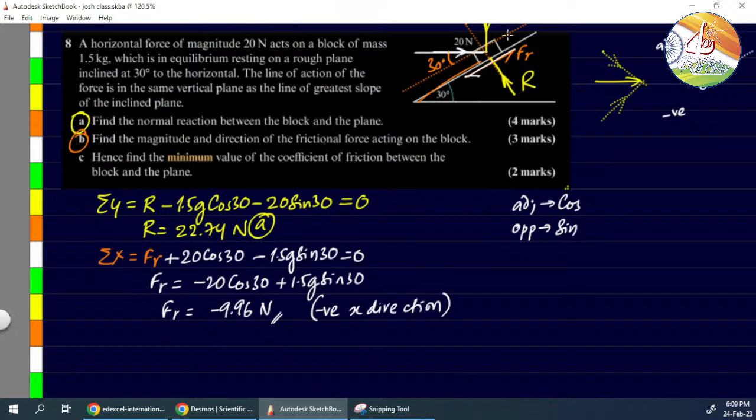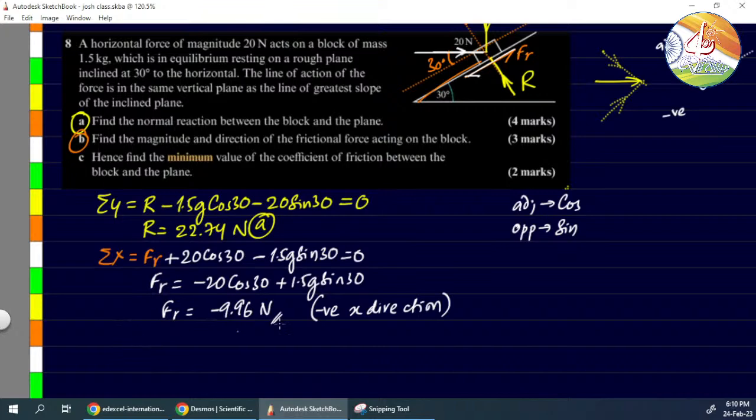That means the object is trying to slip upwards, right? Yes. The object is trying to slip upwards. So minimum friction should stop the object from moving upwards, correct? Yes. So that means this should be equal to the limiting friction.